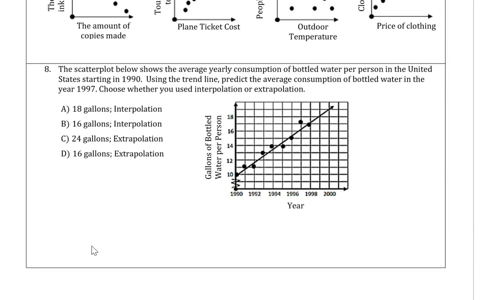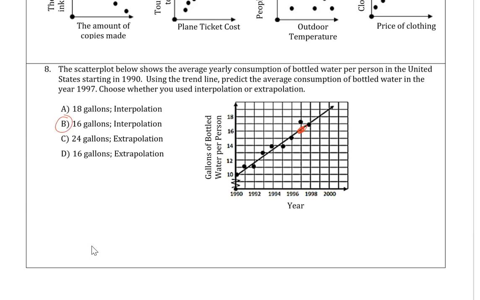All right, number 8 here. So the scatter plot below shows the average yearly consumption of bottled water per person starting in 1990. And we're trying to make a prediction about 1997. So if I'm looking here, these are 1997. So if I go up, I'm looking somewhere on this point, because it's not saying use the point, they're saying use the trend line. So here's our trend line, we're at about 16.